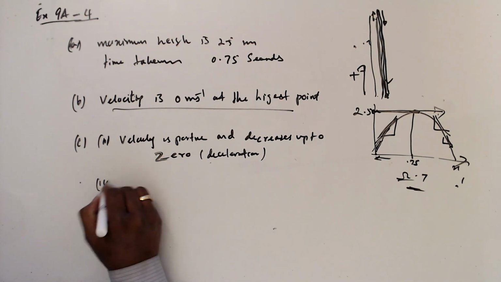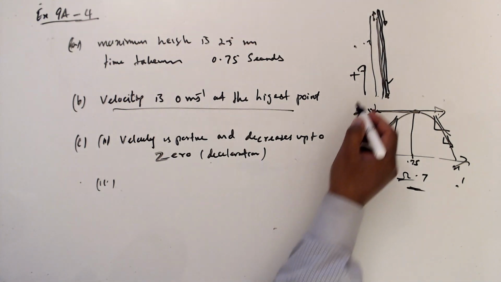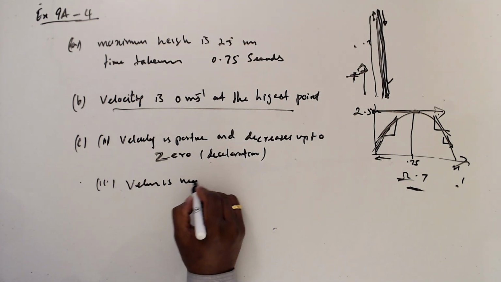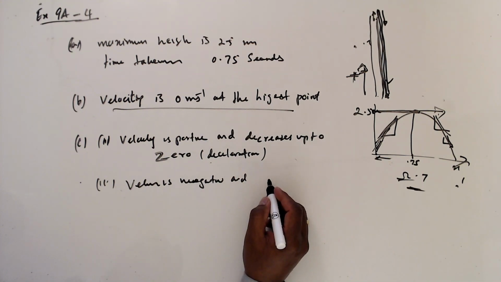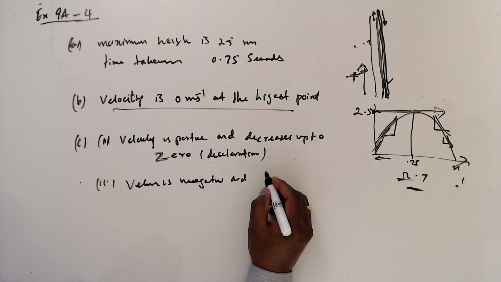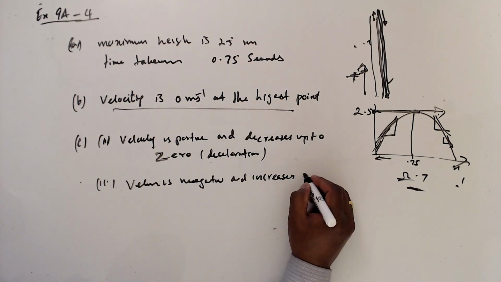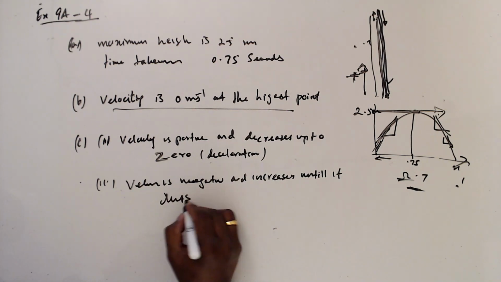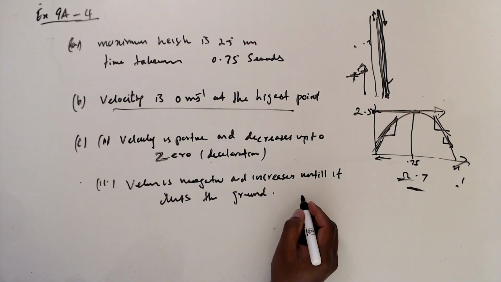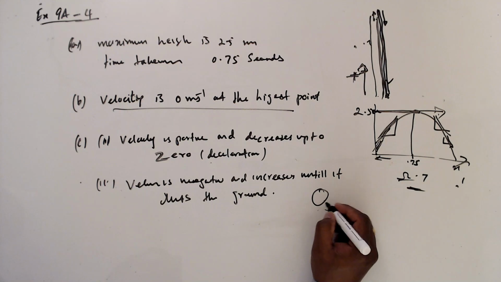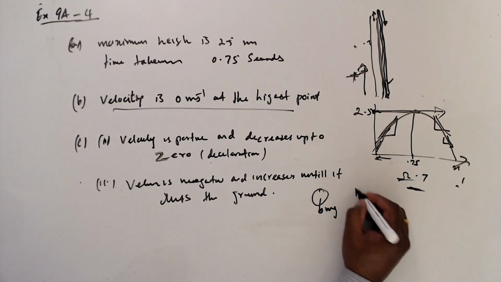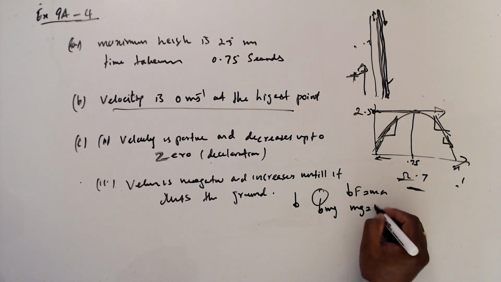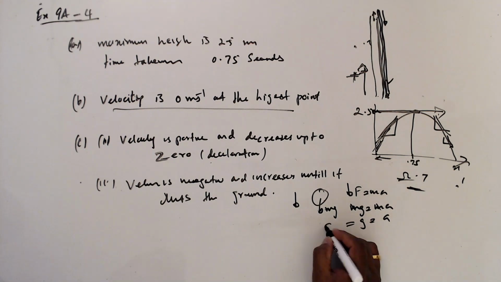And then the return journey. Because we took the upward direction as positive, the velocity is negative, and it increases until it hits the ground. If we disregard the air resistance, mg is downward, it is coming downward. So if we put F equals ma downward, then mg equals ma, m cancels out, a equals g. That is the acceleration.